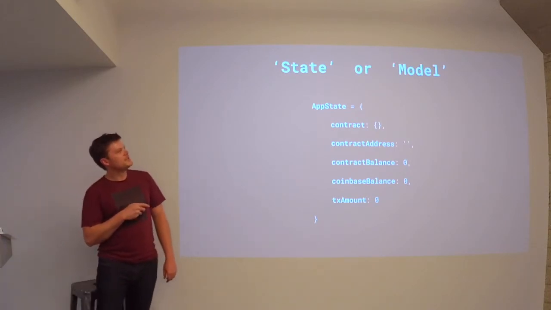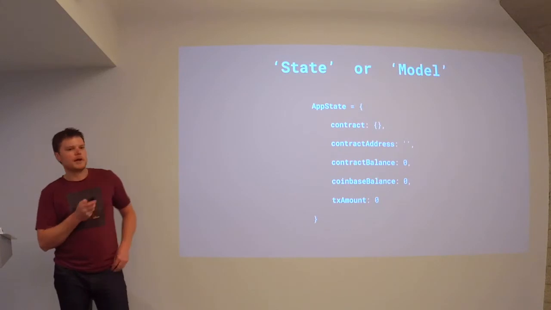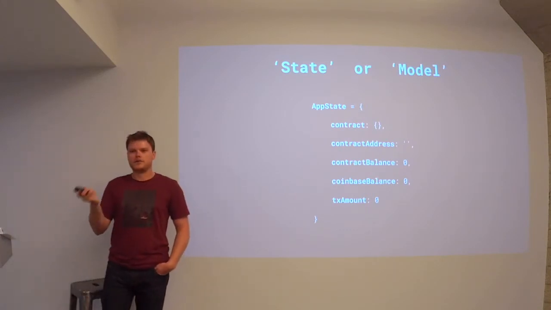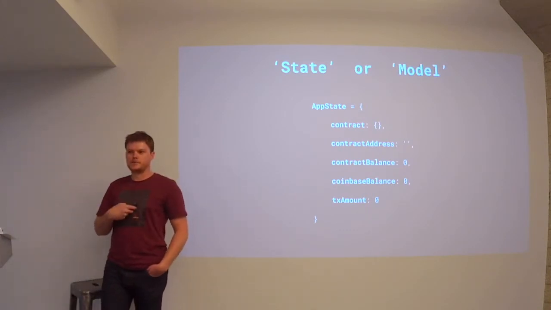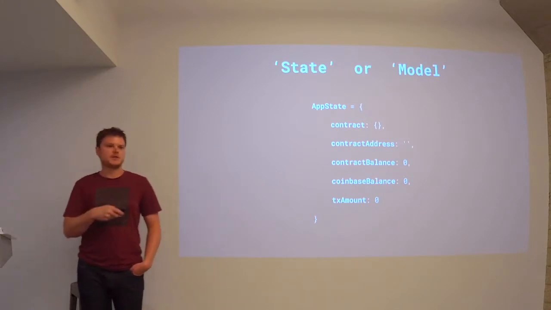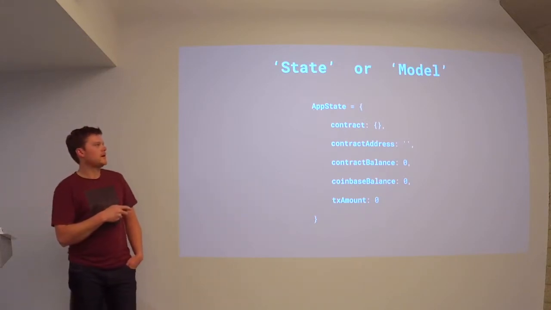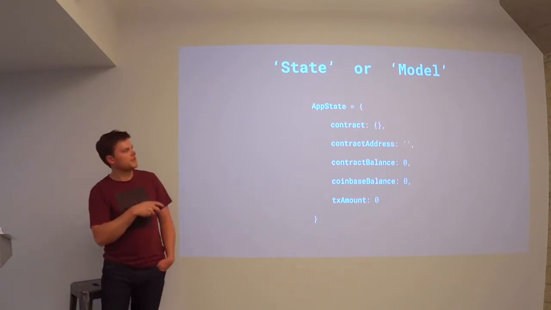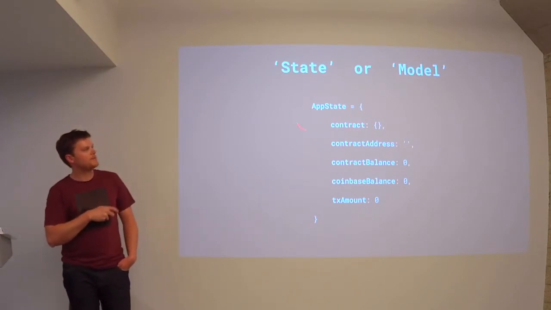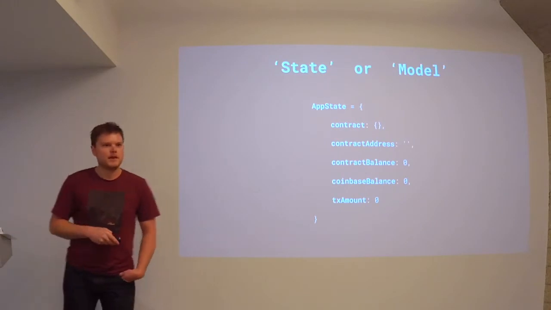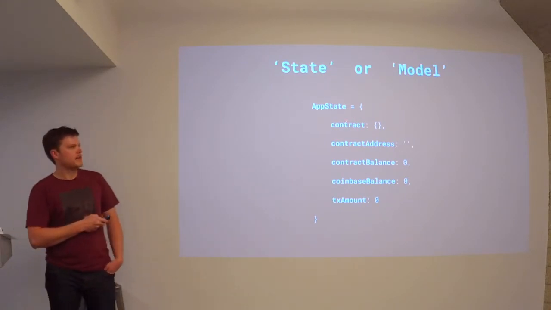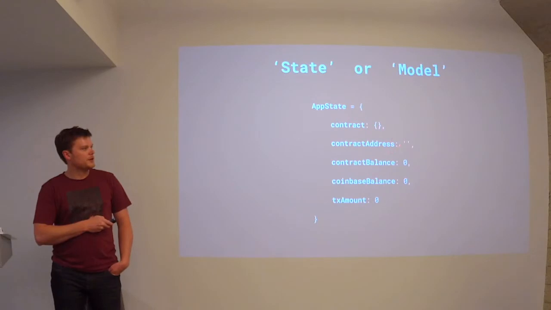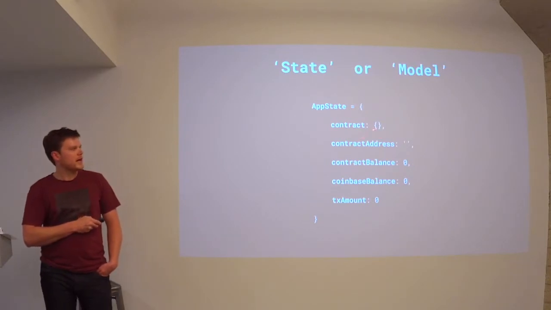So this state, I guess, who here is looking at the GitHub repository or the code as I speak? Okay, so in the JavaScript file, towards the bottom, there's an object called app state, or window.appState. And this is my model. I'm just putting very rudimentary types: the contract address is going to be a string, the balance is going to be an integer, and whatever this contract is will be an object.